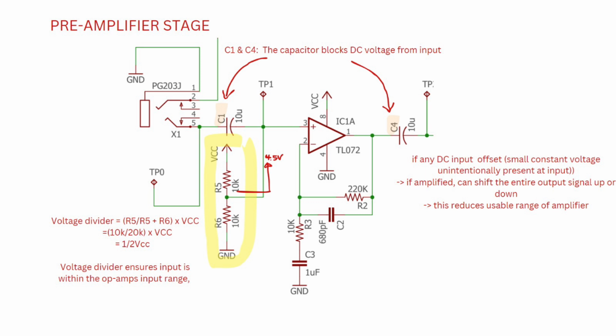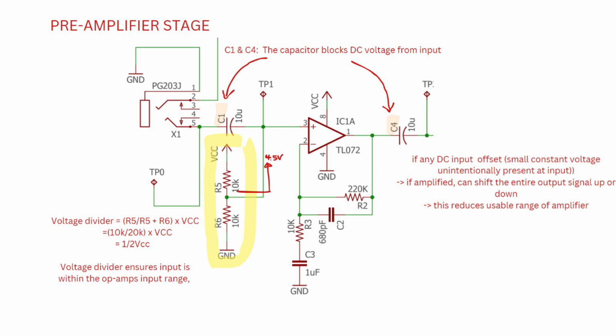Starting with the preamplifier stage, so we start off at C1, the capacitor. We have C1 and C4, and both of those capacitors block out DC voltage from the input, and they only allow AC voltage to pass through.